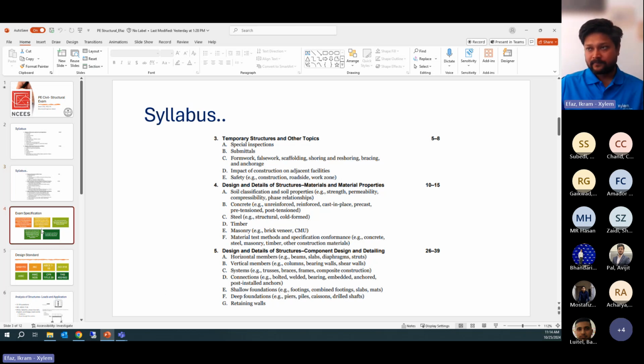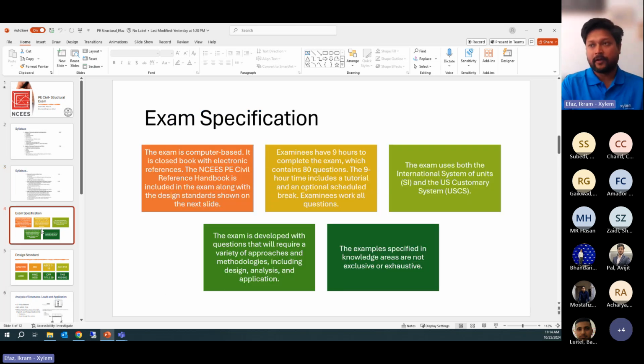Now, the exam specification, which is very important. The exam is computer based and it is closed book, but there will be an electronic reference. The NCEES PE Civil reference handbook will be given, and all the codes will be given too. You don't have to memorize any code or any equation, but you have to know where the stuff is. So you have to be very thorough about the codes. You have to read the codes. You have to know the codes.